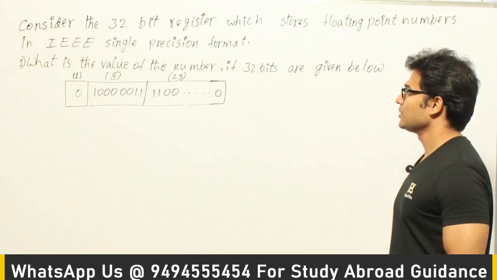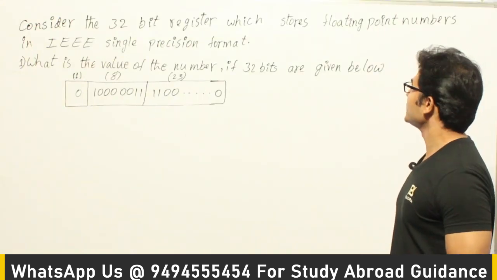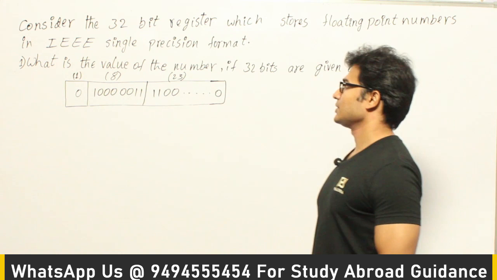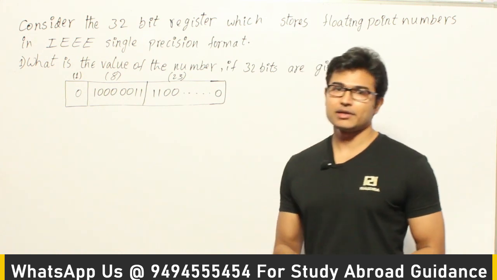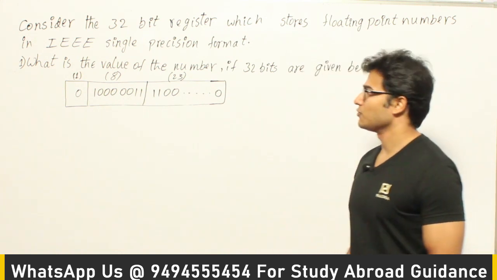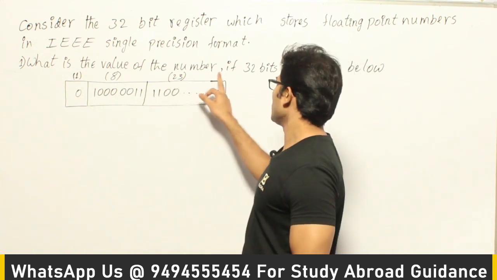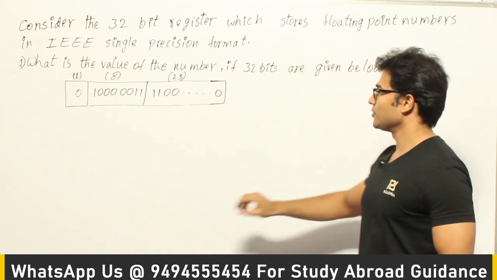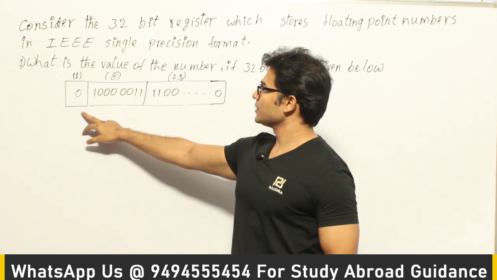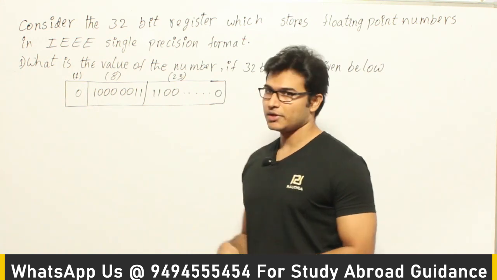Now let's solve this example. Consider the 32-bit register which stores floating point numbers in IEEE single precision format. So we are now using single precision format. Then what is the value of the number if 32 bits are given below? So 32 bits are given like this: first bit, and then next 8 bits, and then next 23 bits.